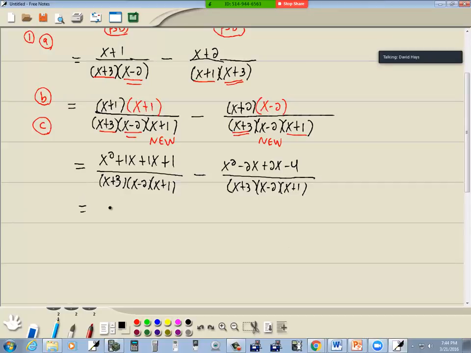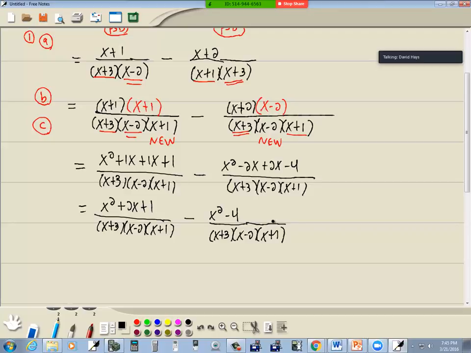Which gives us x squared, combine like terms, 1x plus 1x is 2x, plus 1, over our denominator, minus x squared, negative 2x plus 2x cancels, so that gives us x squared minus 4 up on top. And now they have the same denominator.